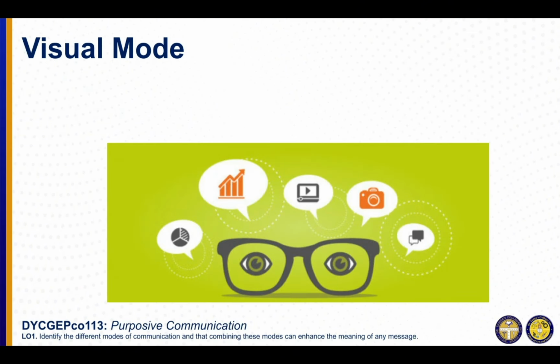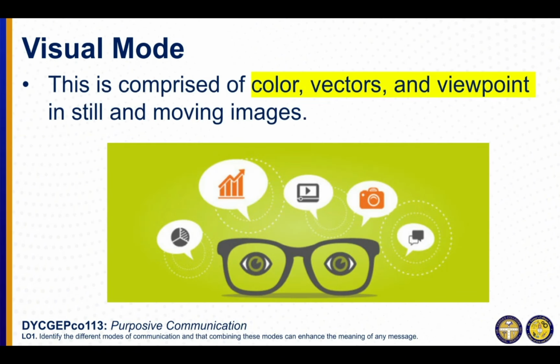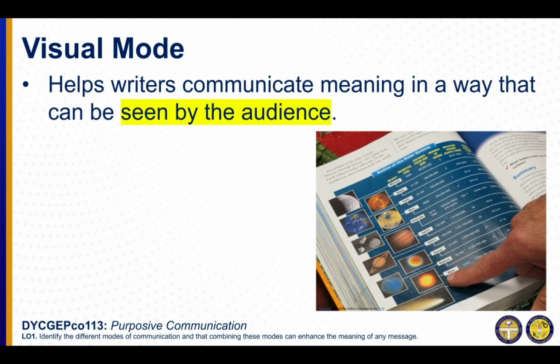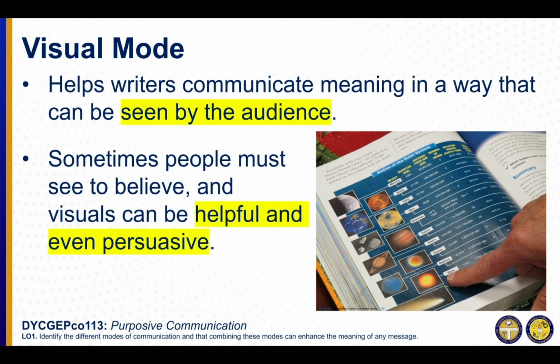The second one is the visual mode. Simply, this is comprised of colors, vectors, and viewpoint in still and moving images. Meaning, it could be an image or it can be a movie, a video, as long as it is visual. It helps writers communicate meaning in a way that can be seen by the audience. Why? Because sometimes people must see to believe, and visuals can be helpful and even persuasive.